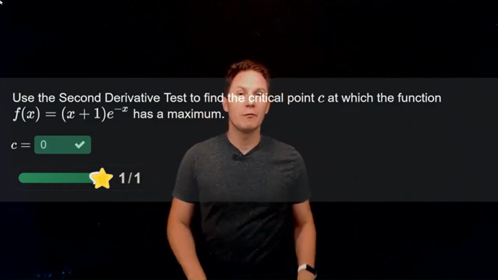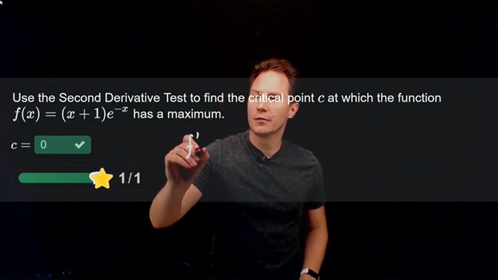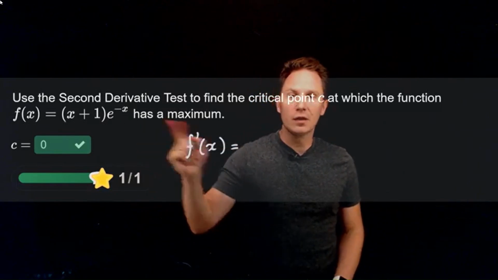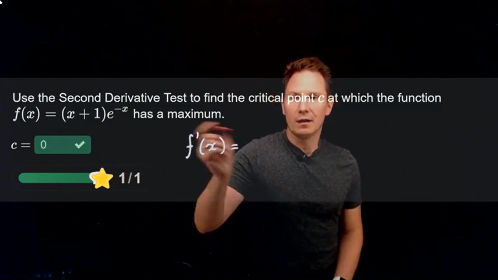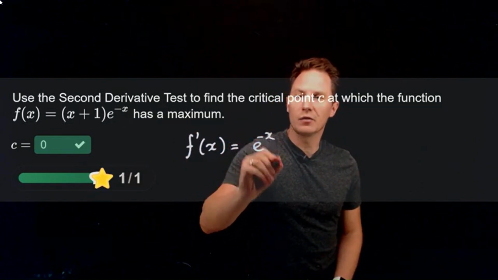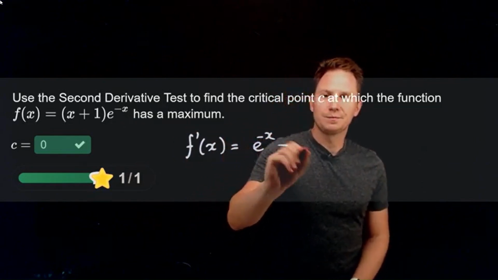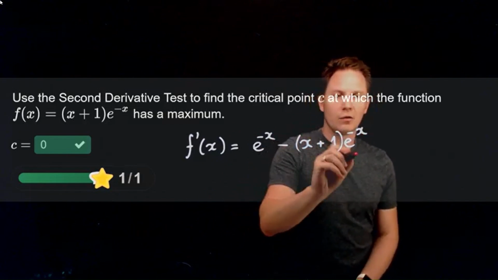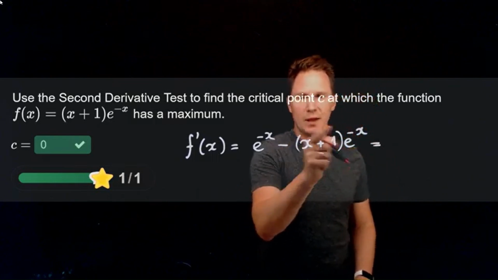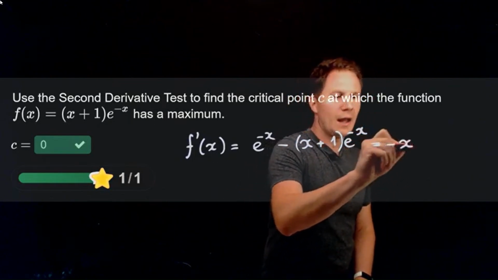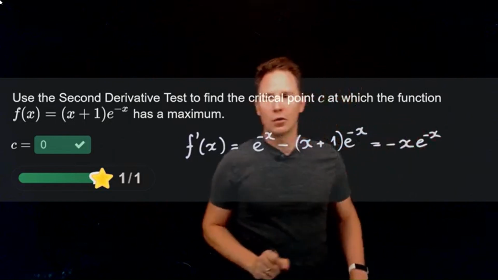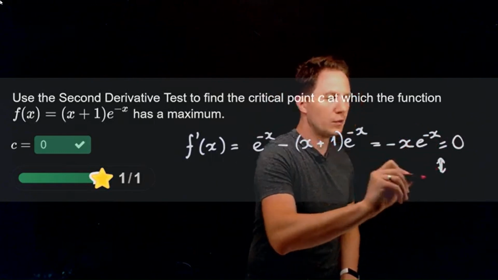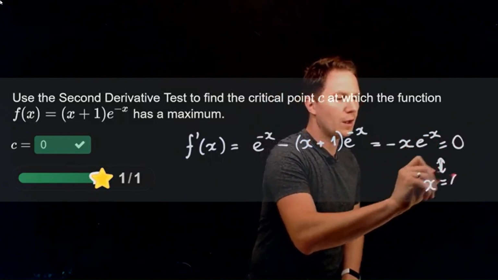This function is differentiable everywhere, so the critical point occurs where the first derivative of the function vanishes, becomes 0. The first derivative of this function is, by the product rule, e to the minus x minus x plus 1 times e to the minus x. If you collect the terms and expand the brackets, you will be left with x times e to the minus x. So this is 0 if and only if x is equal to 0, as the exponential never becomes 0.